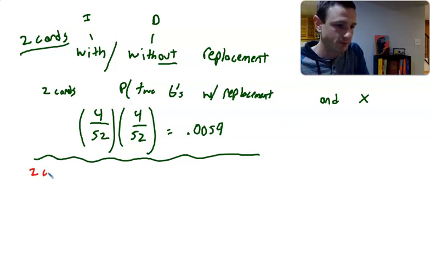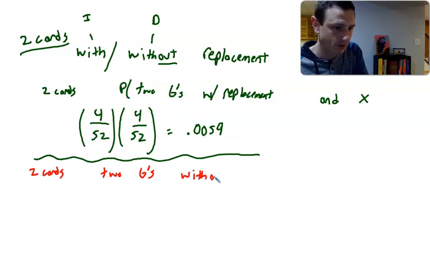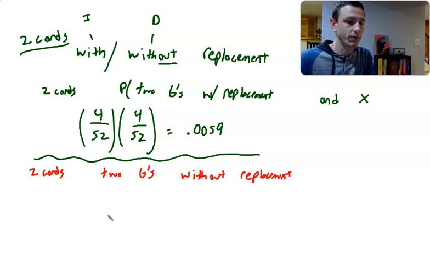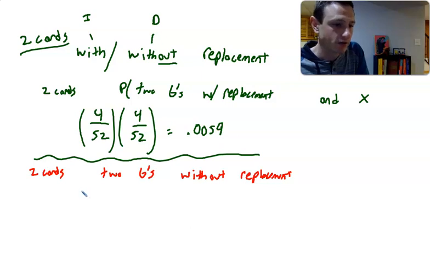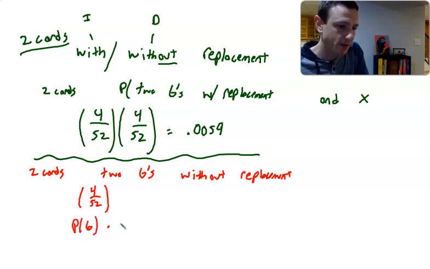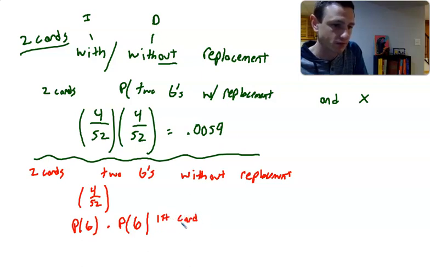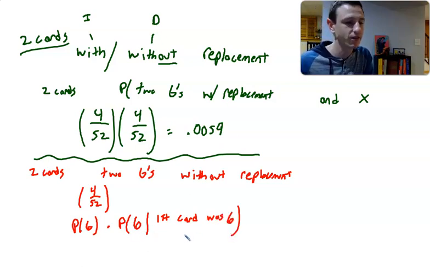Let's now do the same thing. 2 cards. And we want to pull 2 6s without replacement this time. Without replacement. So I'm not putting that card back into the deck. So I want the probability of a 6, which is 4 out of 52. And I want to multiply that by the probability of pulling a 6 given the first card was a 6. So I want to pull another 6 given the first card was a 6.